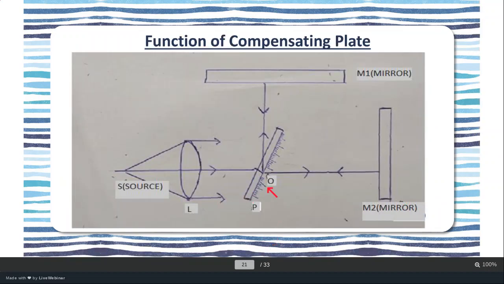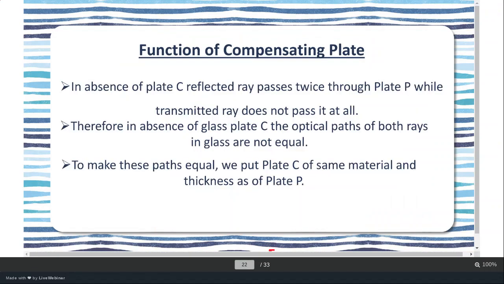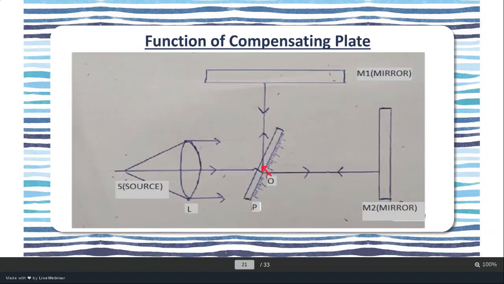Okay, so the function of the compensating plate. We see an example of it without putting in a compensating plate. In order to understand its importance, let's see. In absence of plate C, the reflected ray passes twice through plate P, while the transmitted ray does not pass at all. Therefore, in absence of glass plate C, the optical paths of both rays in glass are not equal. So the optical path length of the light wave depends on the beam splitter's index of refraction.